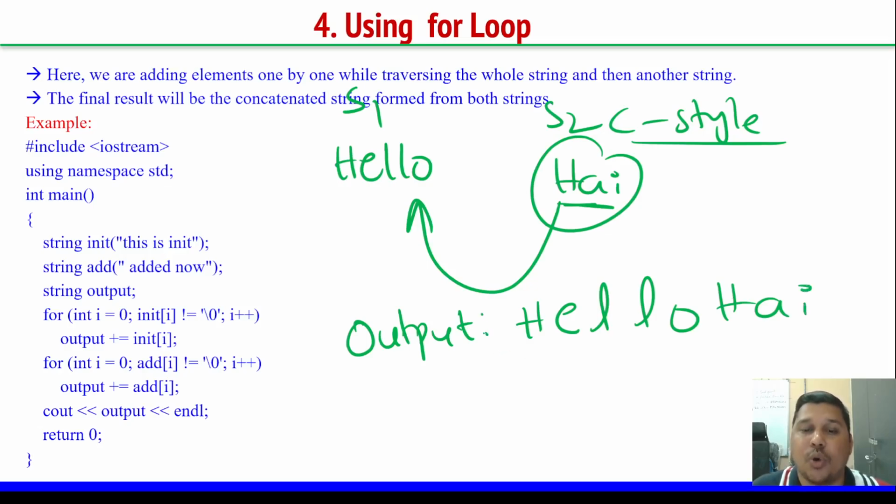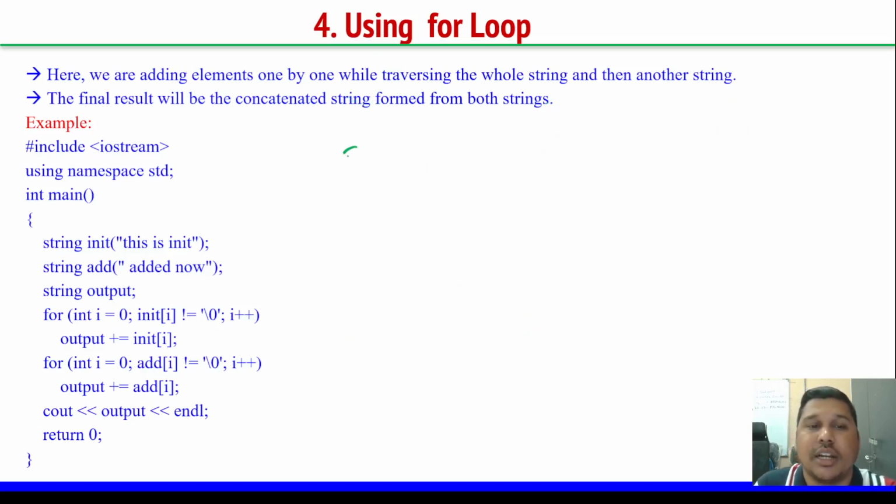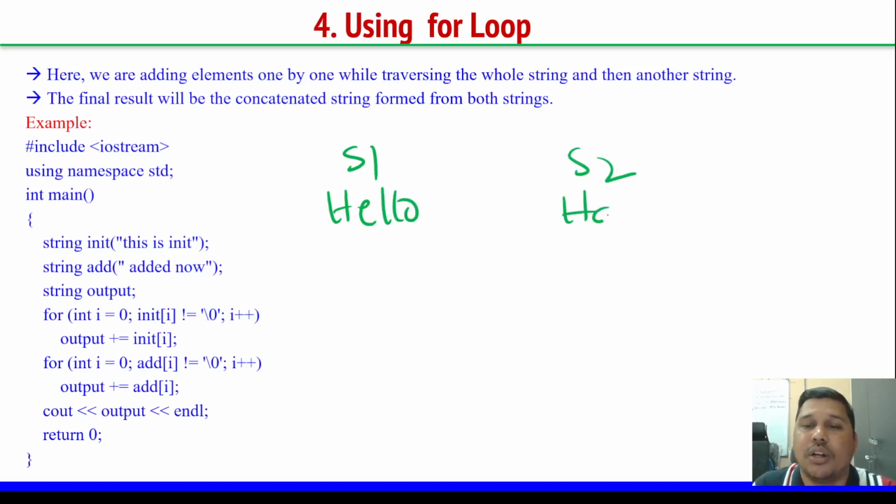Using a for loop, what we are trying to do, see here, using this logic, I have a string S1 hello, I have another string S2 with hi. Now, I am taking another variable S3. In that S3, I am copying these here one by one.